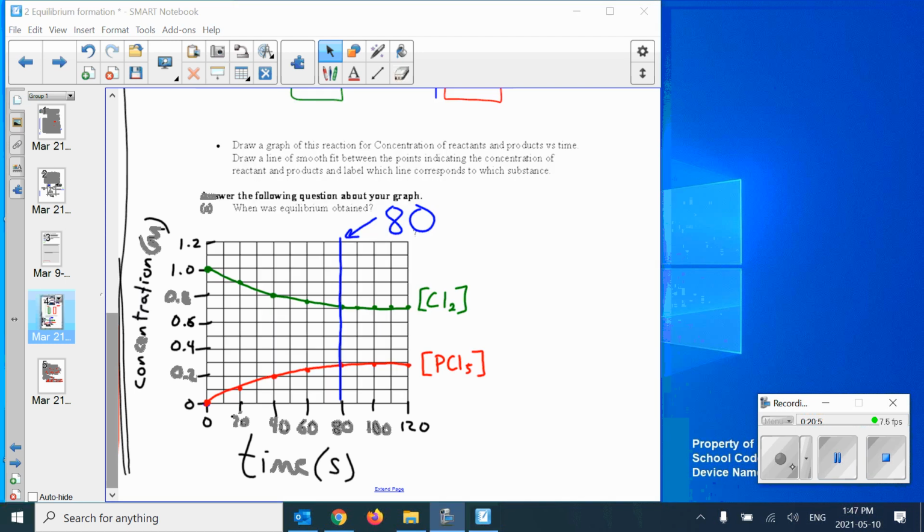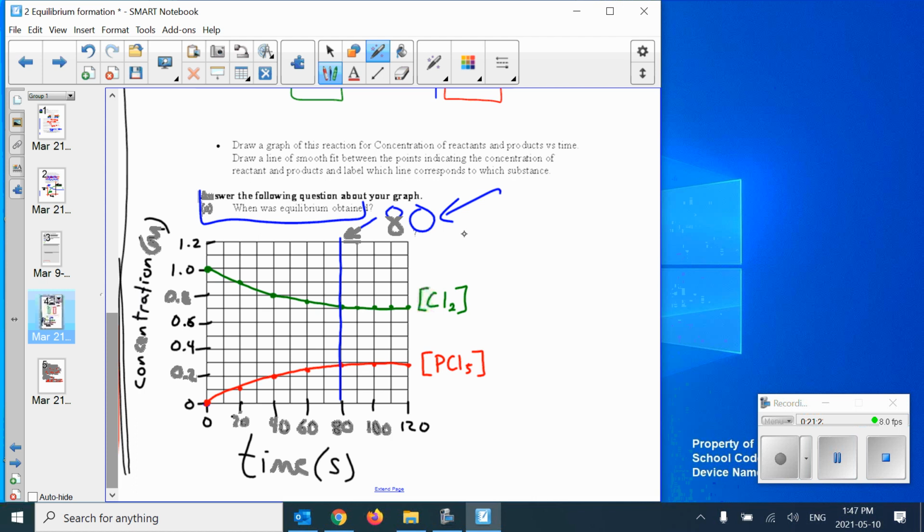So you graphed your stuff. I chose Cl2. It didn't matter if you chose PCl3. Same thing. It starts high and then goes lower. The product, PCl5, I have in red, low, and then it gets high. The example we did last week with the graph, crisscrossed, right? And I did a sketch. These don't have to crisscross. It had nothing to do with equilibrium. But the question A here is, when was equilibrium obtained? 80 seconds. Why 80 seconds? Because this is the point where everything is leveled out. It doesn't change.